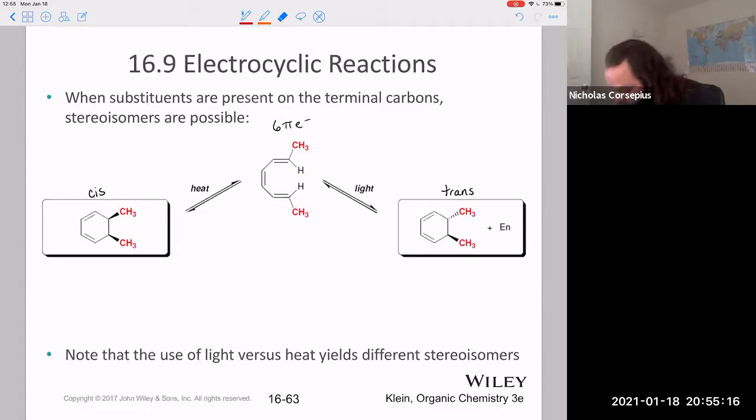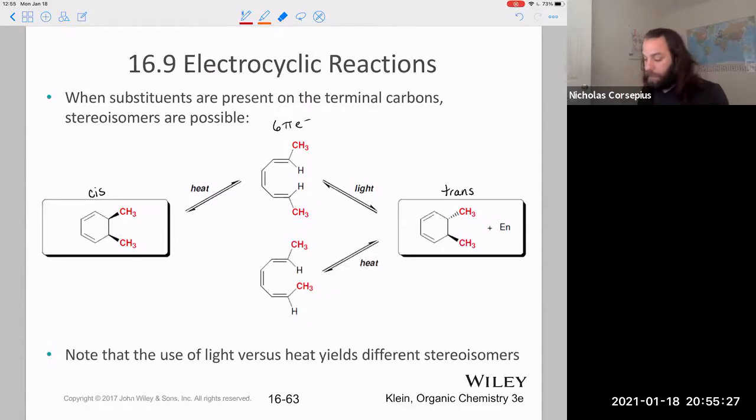Let me just say that if we started out with a different stereoisomer of our original product, then that's going to do something different. So for example, if I started out with this one and then used heat, that would get me to the trans product. If I use light, it would get me to the cis product. Okay, so this is going to be the name of the game. You're going to start with a compound like this, and you're going to have to know what heat does or what light does in terms of the stereochemistry.